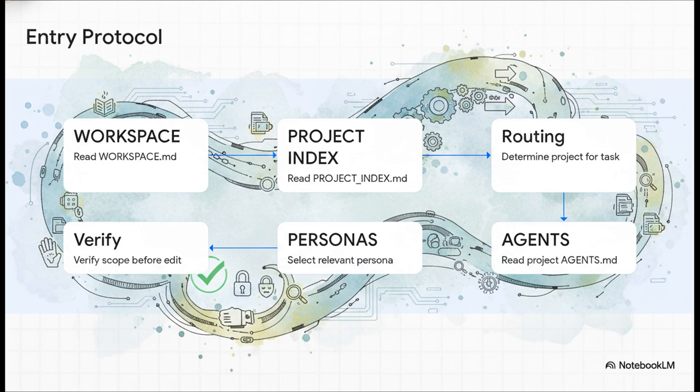I want you to imagine your AI as a newly hired employee methodically checking the company handbook before they're allowed to touch a single file. First, it reads the workspace file. Second, the project index. Third, it determines the correct project for the task. Fourth, it reads that specific project's agents file. Fifth, it checks the personas file for its assigned role. And finally, step 6, it verifies the scope of the task. Only after navigating this strict gauntlet does the AI actually roll up its sleeves and start working.